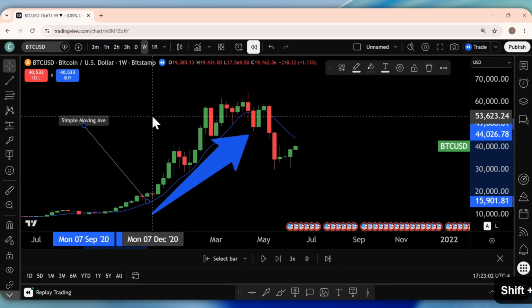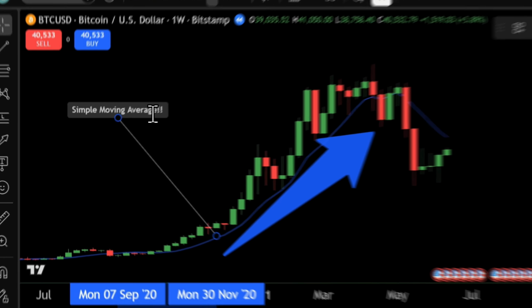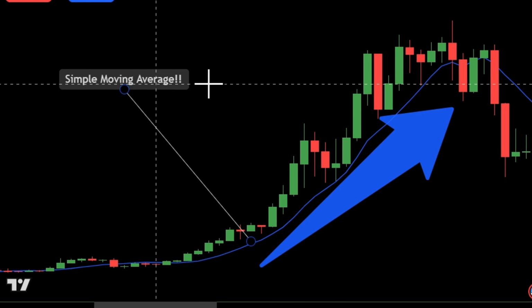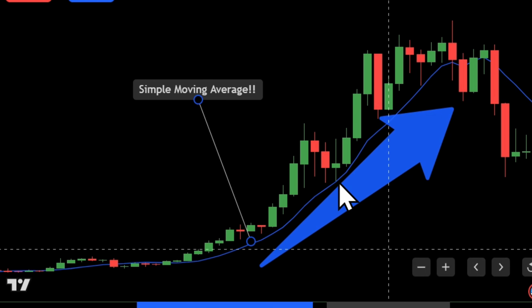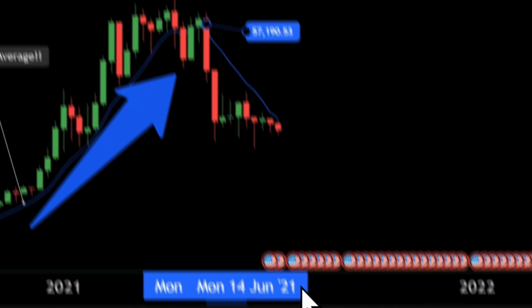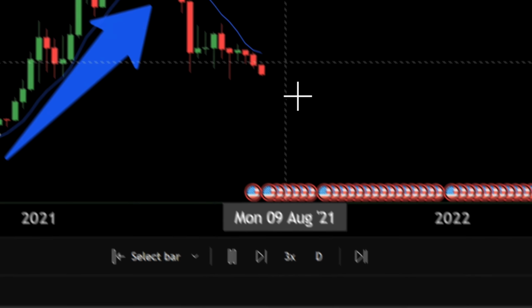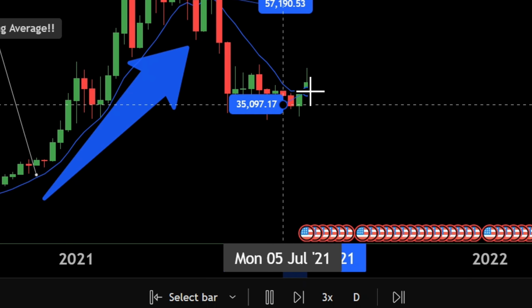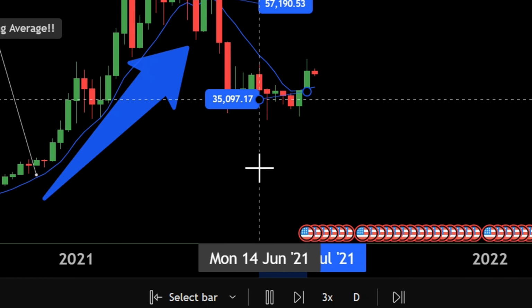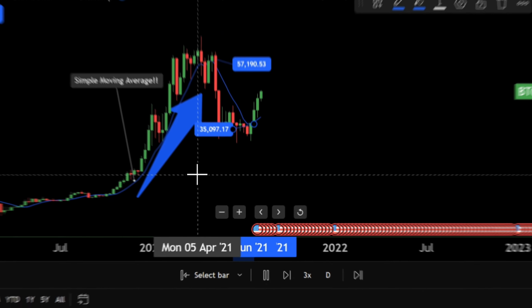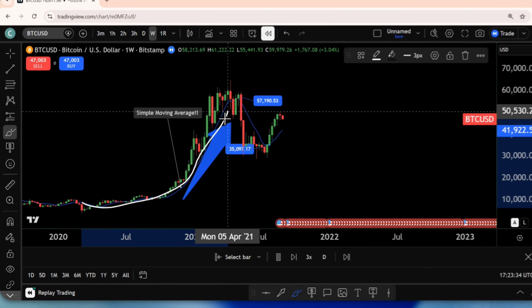Start by opening any chart. This works for stocks, crypto, forex, or most major financial markets. Now head over to indicators at the top of the screen and search for moving average. Select the simple moving average. You'll immediately see a line appear across the chart. This line tracks the average price of the asset over a selected period of time.